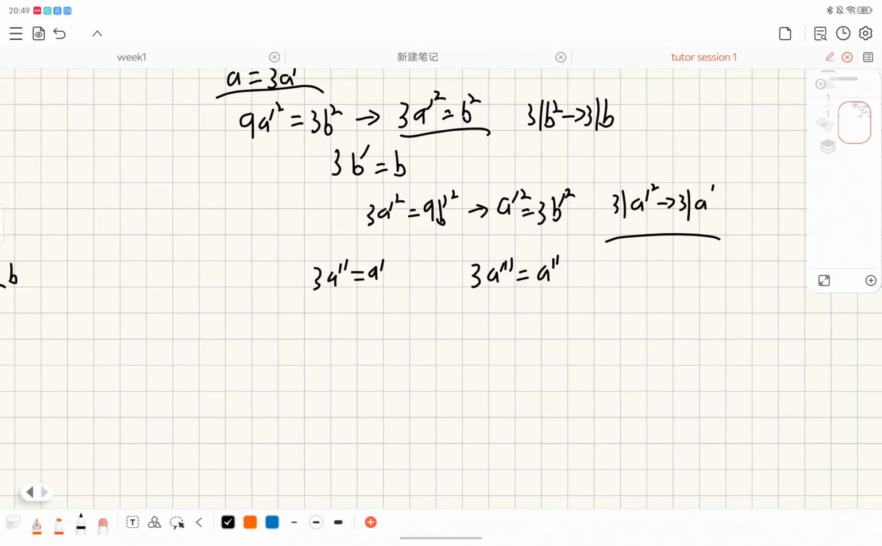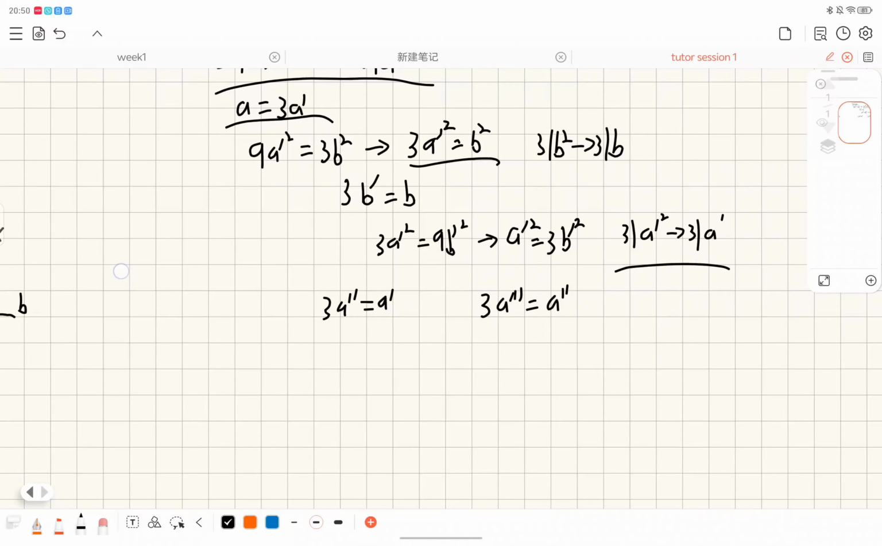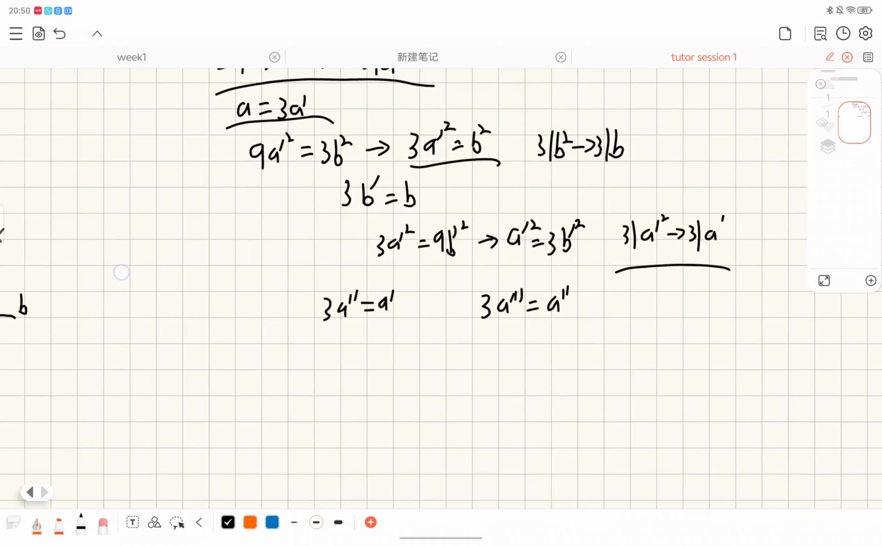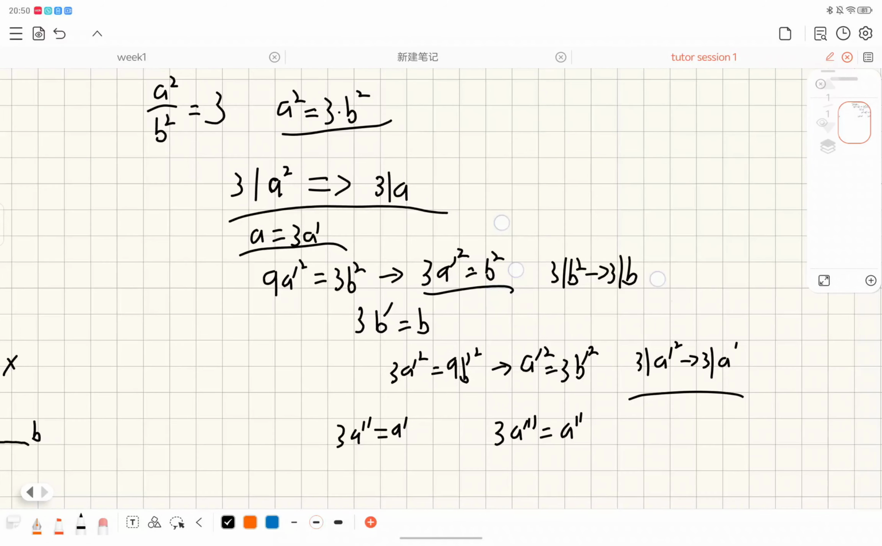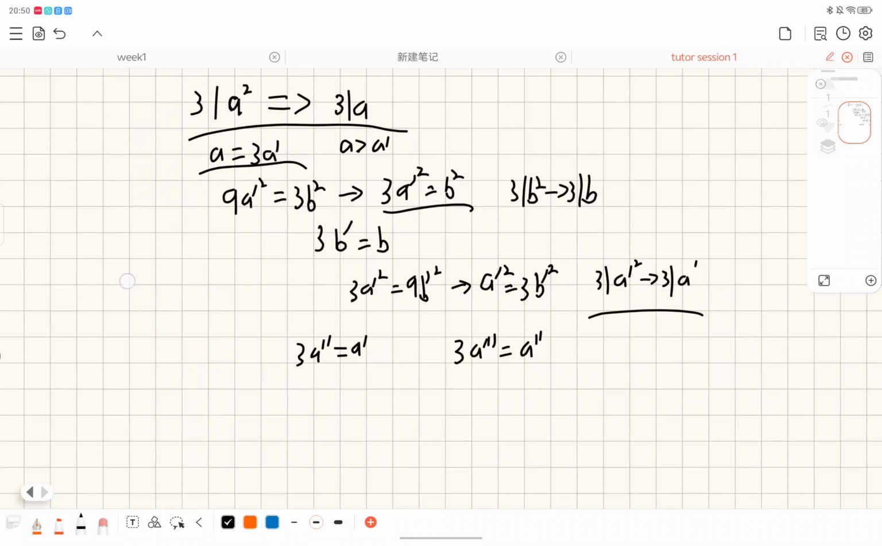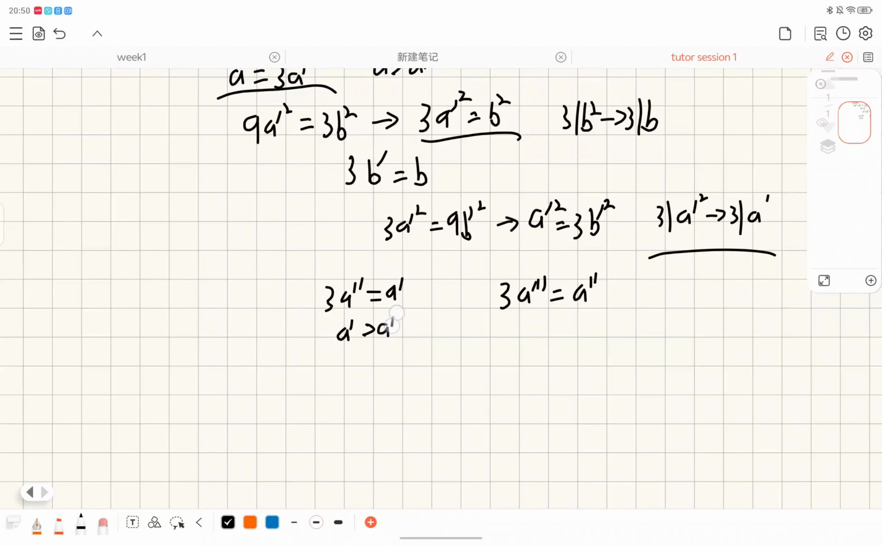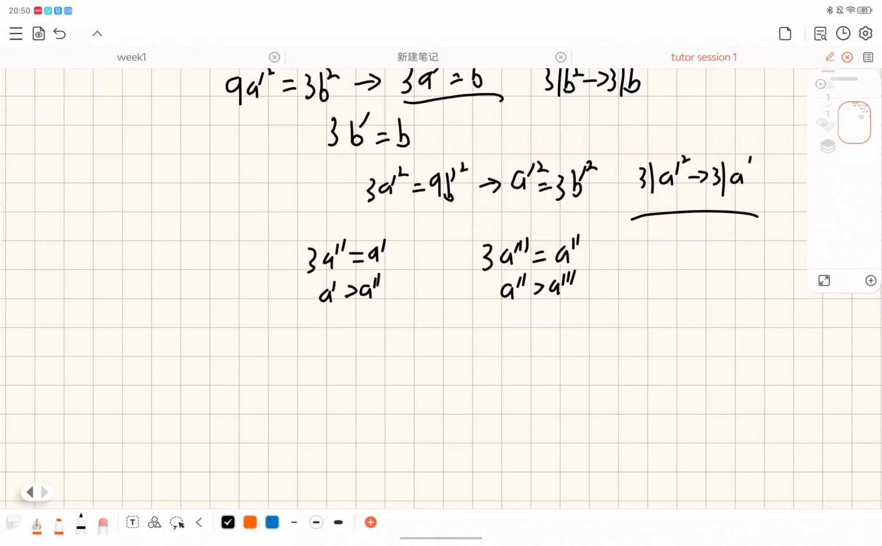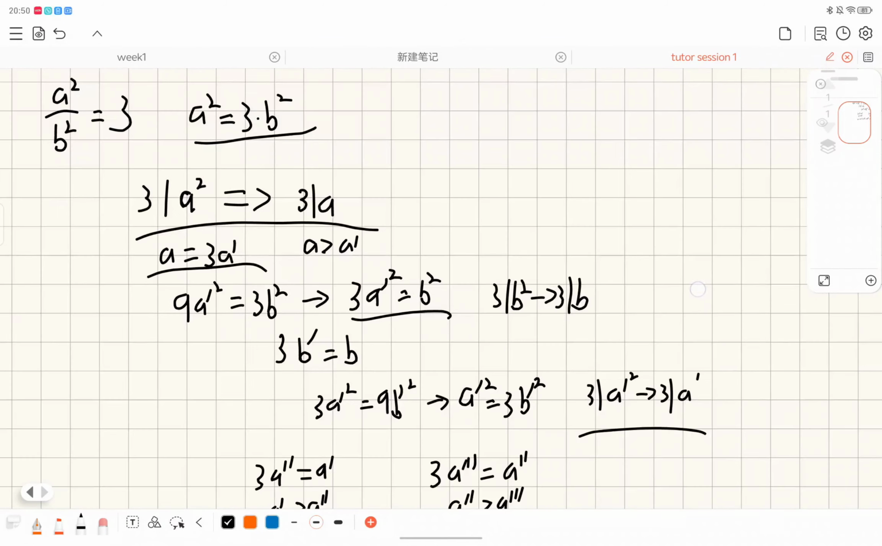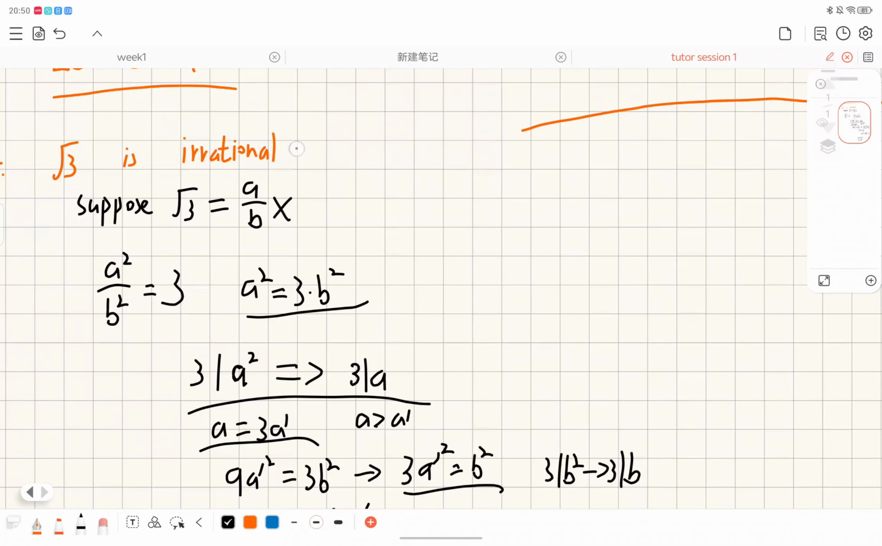Do you find the problem here? Of course A is larger than 0, and A' is also. So in this way we get A is larger than A', and here A' is larger than A'', and similarly A'''. If we keep redoing this process, we can form a sequence: A is larger than A', larger than A'', larger than A''', and so on infinitely. Hence, as this infinite descending sequence is not possible for natural numbers, we know this one is wrong and this one is right.